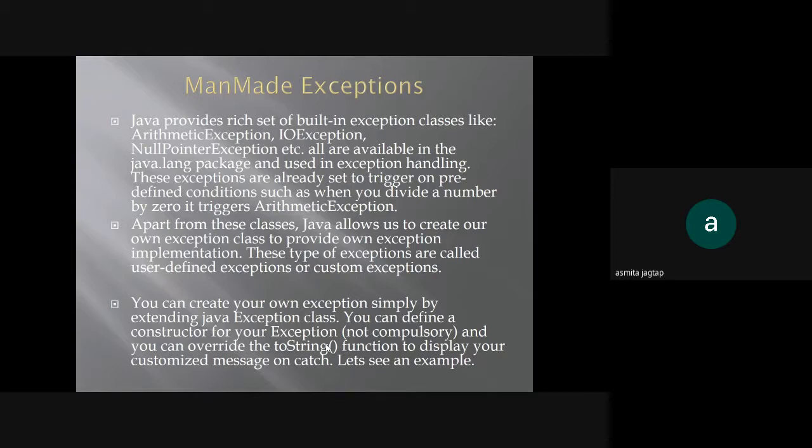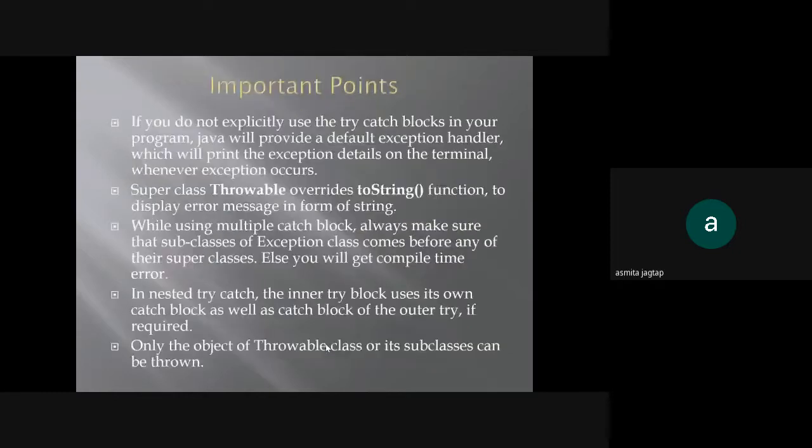You can have your constructor if you want inside your man-made class and override the toString method. To display a customized message, whatever message you want to display, just write that message inside your toString. So this is all about exceptions.